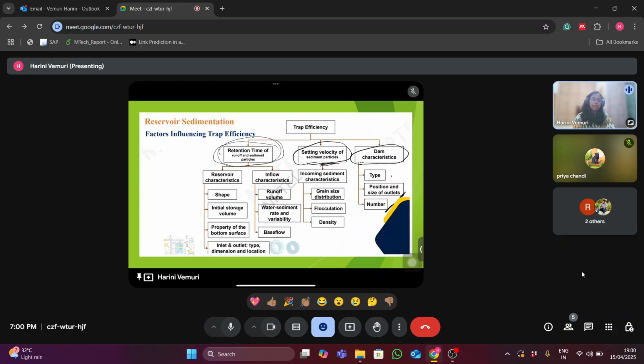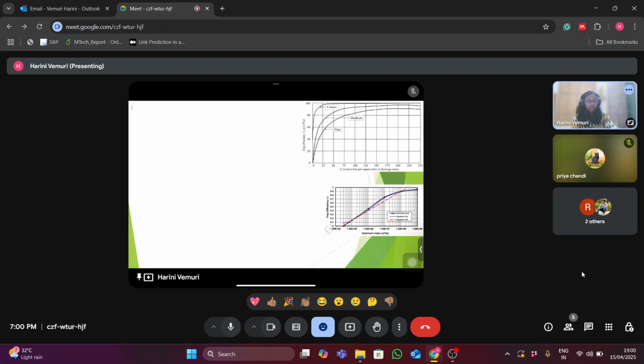So to estimate the trap efficiency, we have different equations and empirical curves. Okay, first one is Brown's curve. If you see here, based on different sizes of the sediment, we have different types of curves, and based on the area in acre-feet per square mile of drainage area, we have different values. Just by getting these values, we can get the trap efficiency for different sediments.